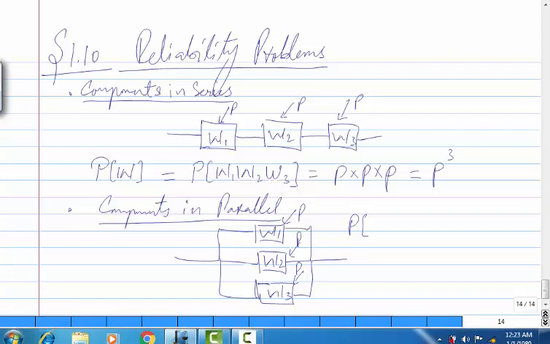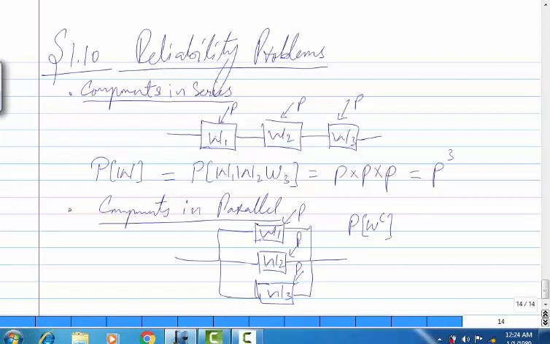Now we have to calculate the probability that all components have failed. Because to fail this whole system, we need to calculate the failure probability of W1, W2, W3. Then the whole system has collapsed. In series, if one component collapses, the whole system collapses. But in parallel, we have to look at each component individually. So calculating this probability is a bit tricky. What we do is just calculate the probability that all the components fail.